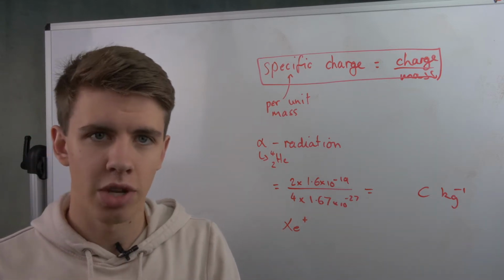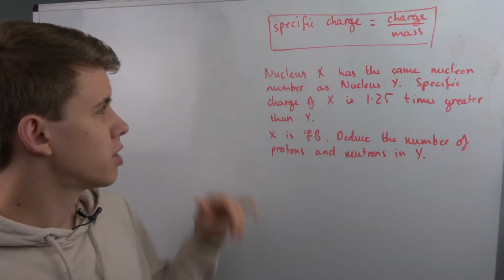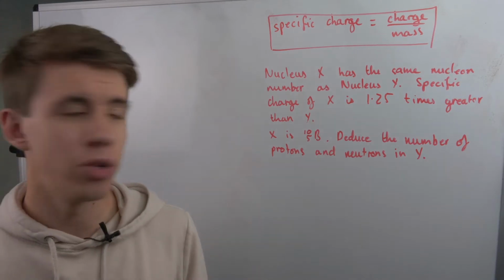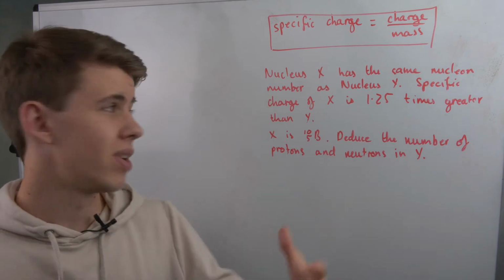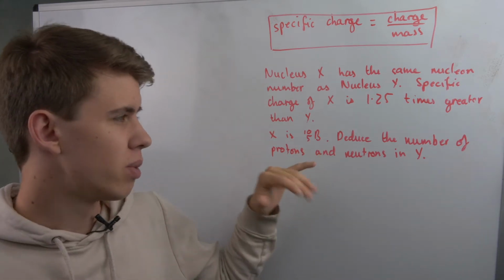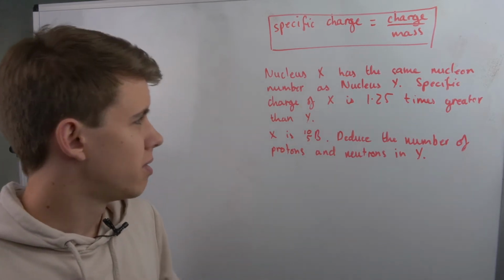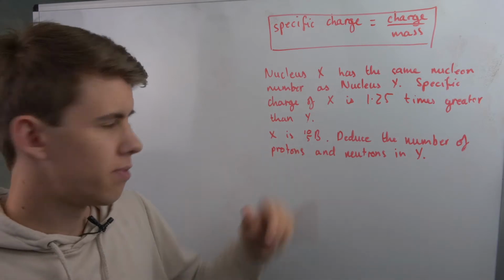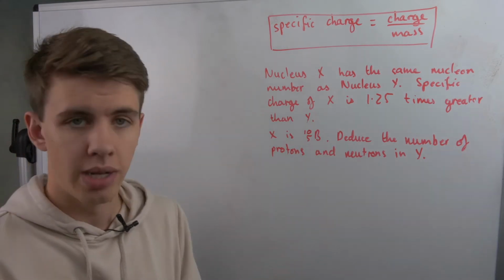So now let's have a look at an actual exam question. So now this question says nucleus X has the same nuclear number as nucleus Y. The specific charge of X is 1.25 times greater than that of Y. And X, they've told us, is boron 10, and they want us to deduce the number of protons and neutrons in Y. So the first thing we can do is, since we know the number of protons and neutrons in X, we can then work out the specific charge for the nucleus X.